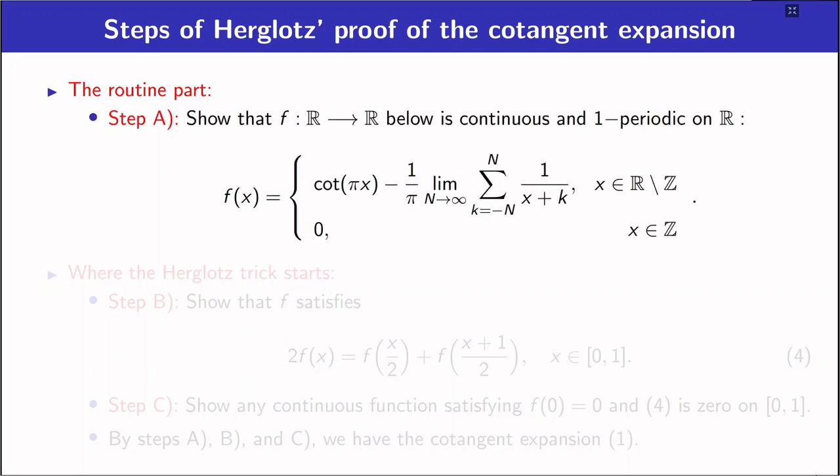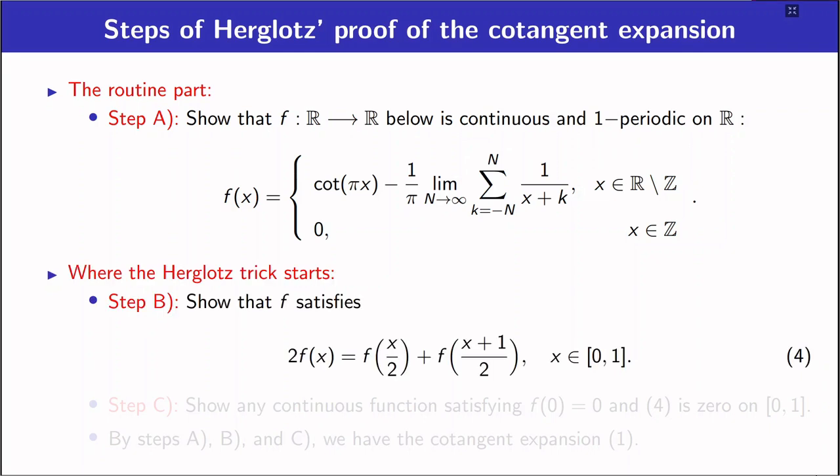Step A, the routine part, shows that the error, that is, the difference between the cotangent function and the desired expansion, extends continuously and one periodically to R. An analyst who's trying to prove equality of the cotangent expansion from more or less first principles will be led pretty quickly to the conclusion of step A, but it's not so immediate how to proceed from here.